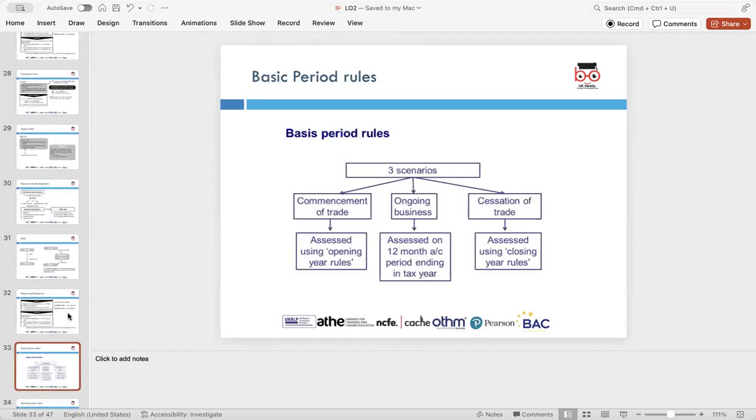Basis period rules. When a business starts operating, we use what are called opening year rules to assess its tax obligations. So this means we consider the business profits from the start of its operations until the end of the tax year. For businesses that continue operating year after year, we assess their taxable profits based on the 12 month accounting periods that end within the tax year. So this helps ensure a consistent and fair assessment of their financial activities.